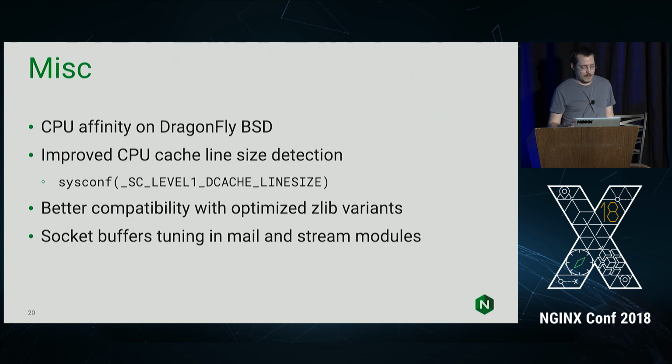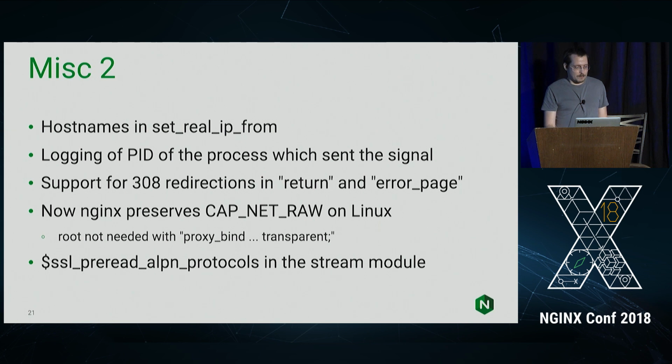And some minor changes. CPU affinity can now be tuned on DragonFly BSD. CPU cache line size detection now tries to use information provided by the OS if available, so things are improved for non-x86 platforms. In the zip module, we've changed memory handling to be compatible with optimized zlib variants, such as the one from Intel. It is now possible to configure socket buffers in the mail and stream modules. Host names can be used in the set_real_ip_from directive.